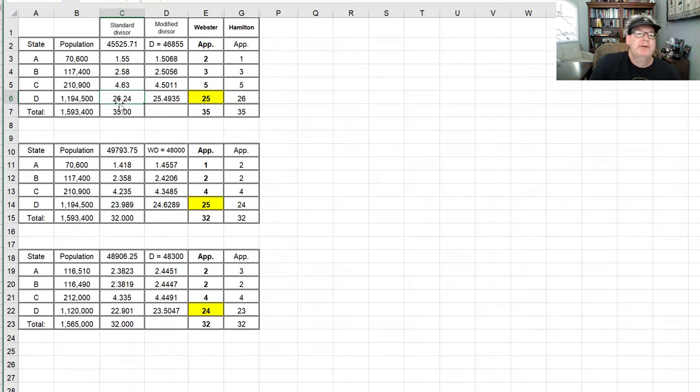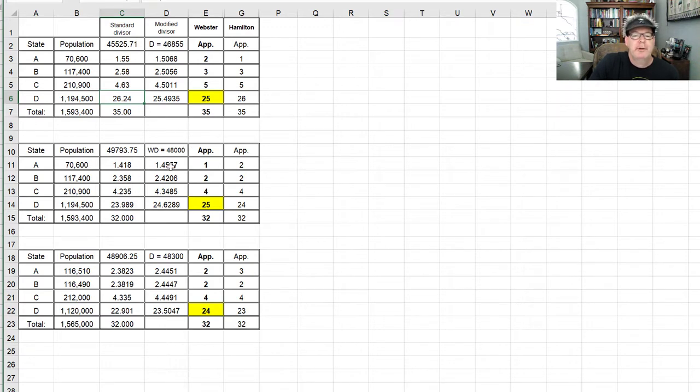But if you look at the standard quota, state D should get either 26 or 27. Seems the fair amount. To go below 26 is considered a quota violation. And then the same thing can happen in the other direction. Here's two examples where now regular rounding is too little.